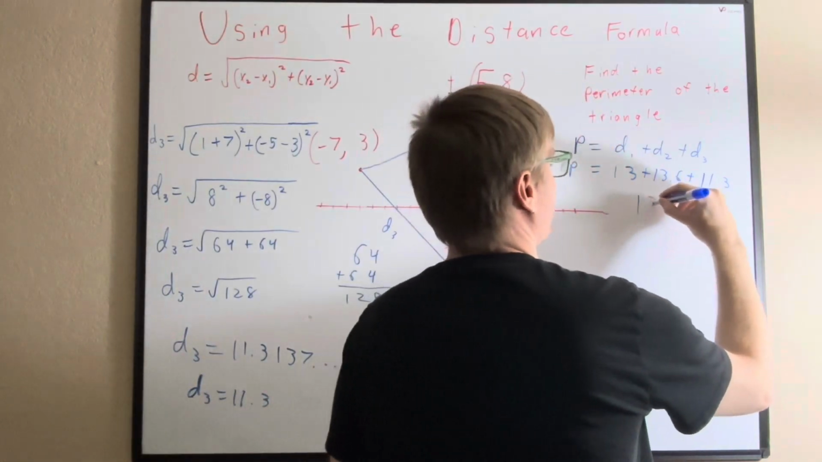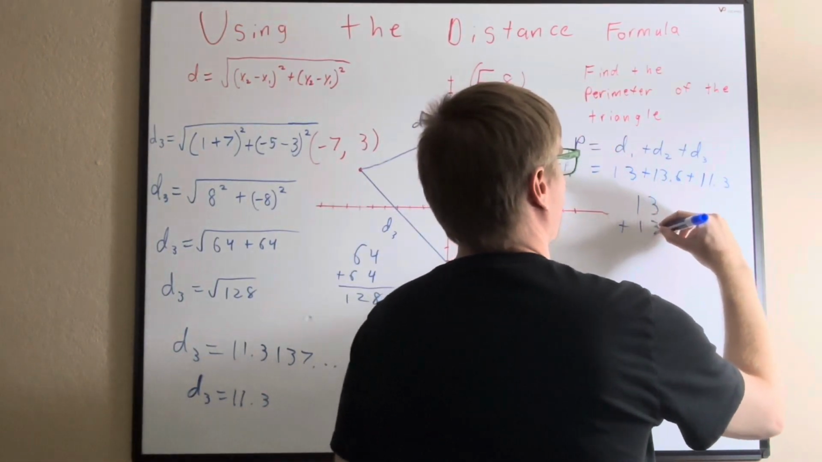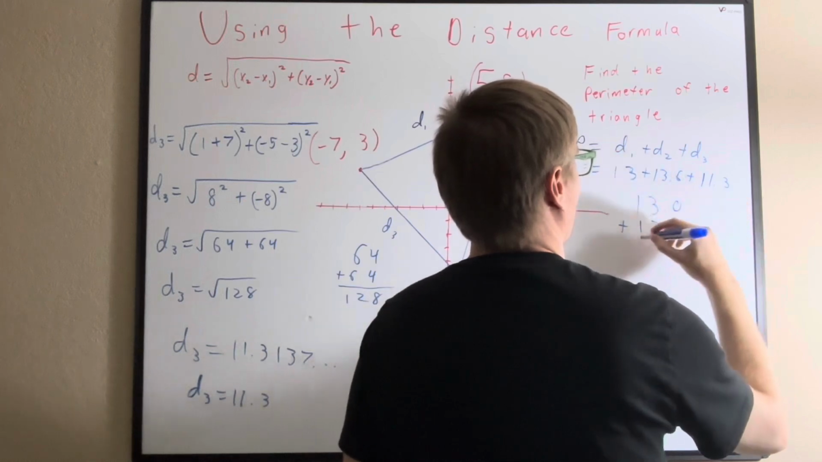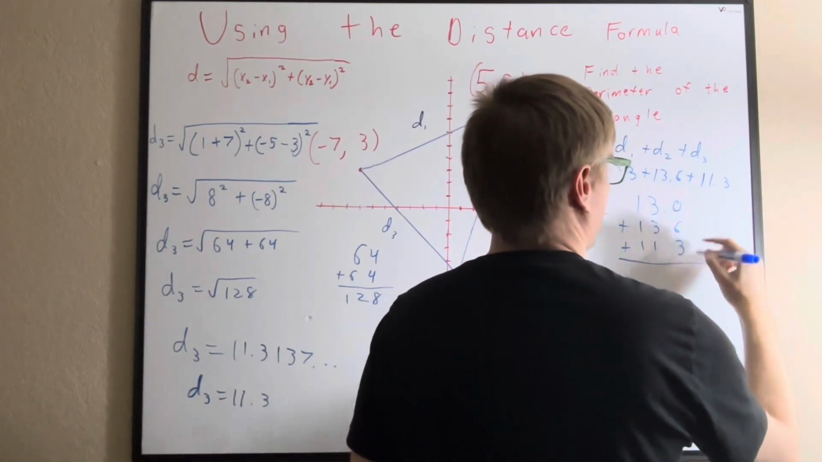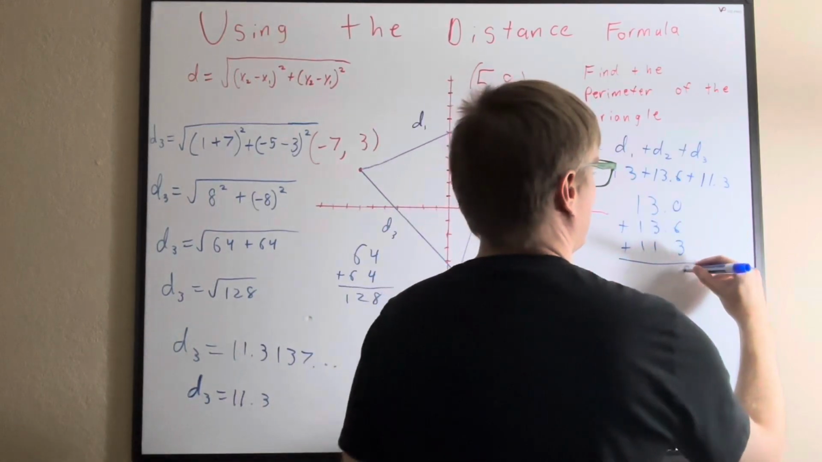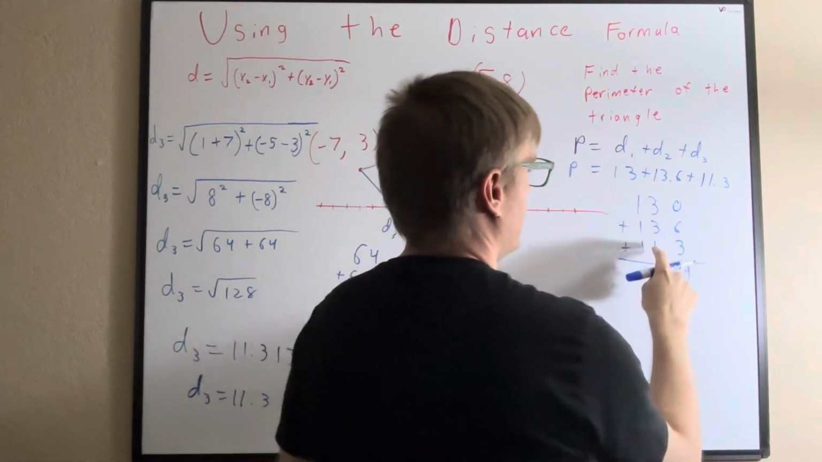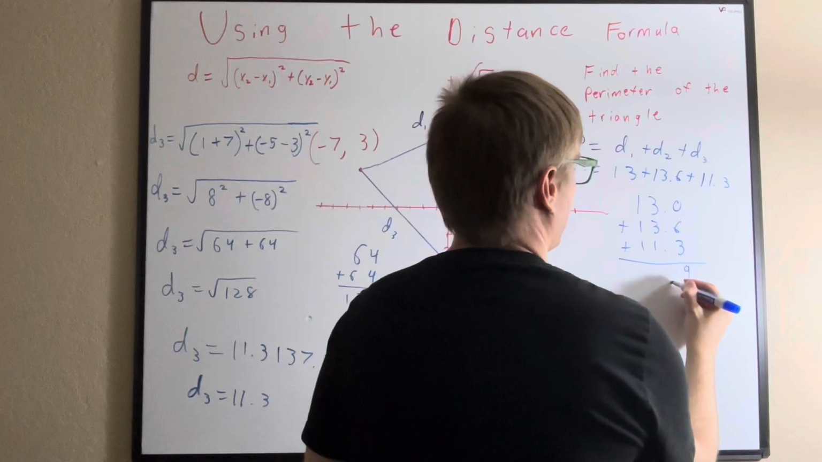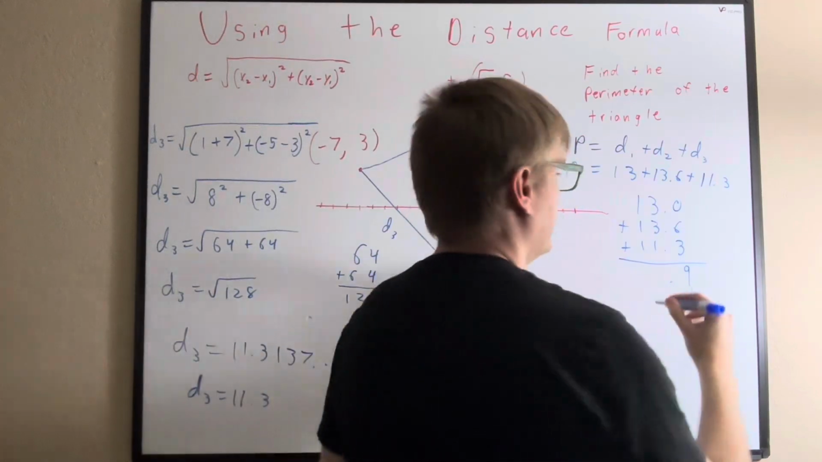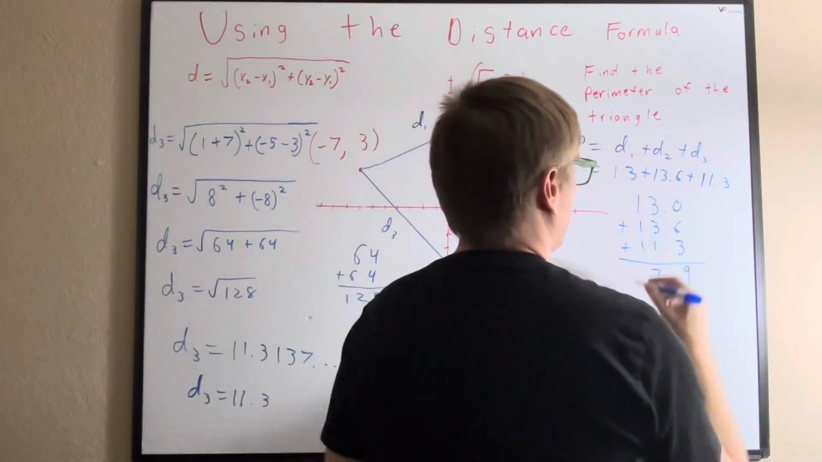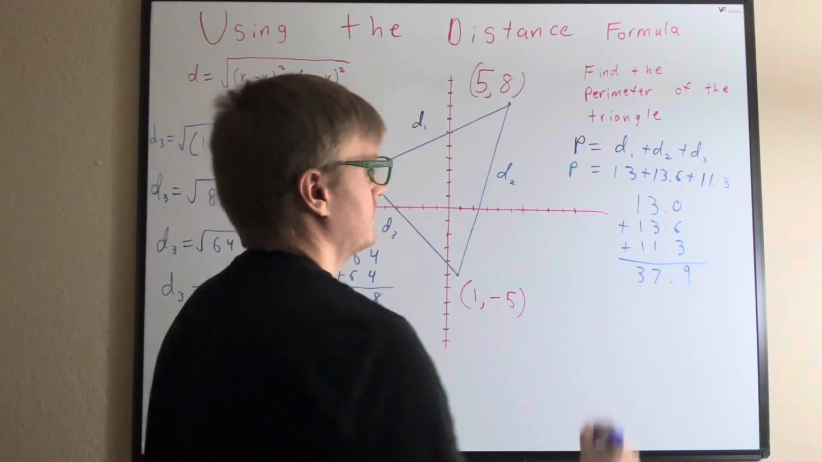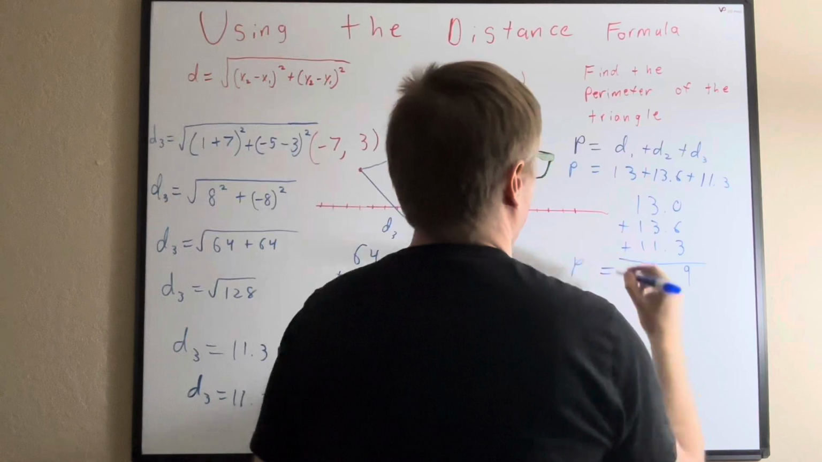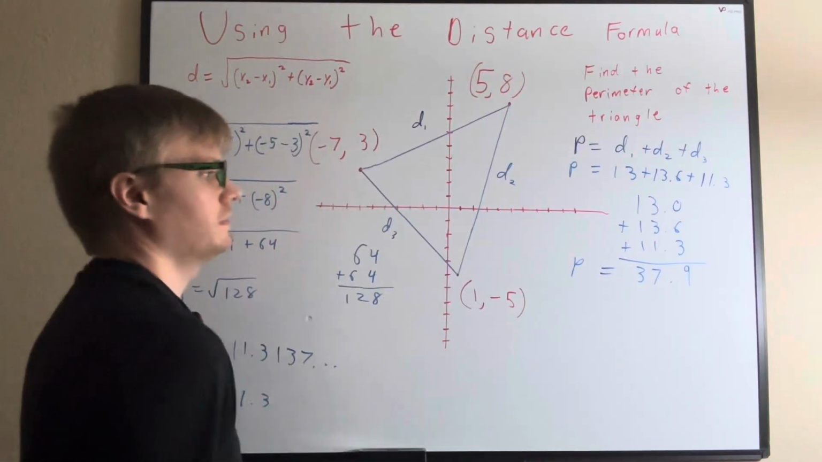Let's just do it the old-fashioned way, shall we? Zero plus 6 plus 3 is 9. 3 plus 3 plus 1, 7. 37.9 is the perimeter of that blue triangle right there.